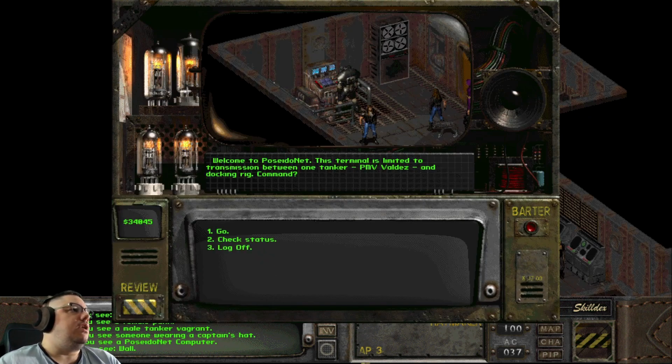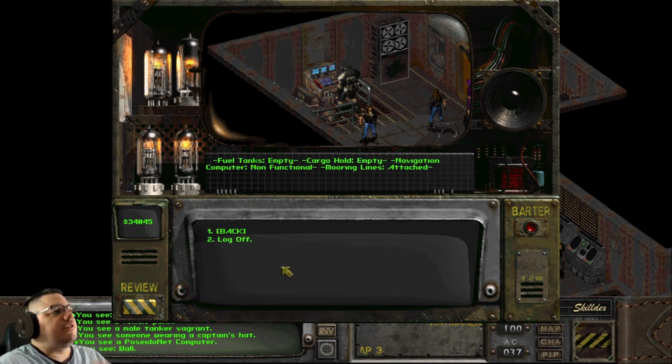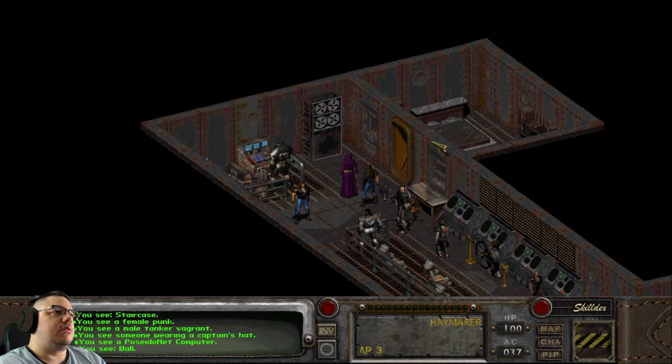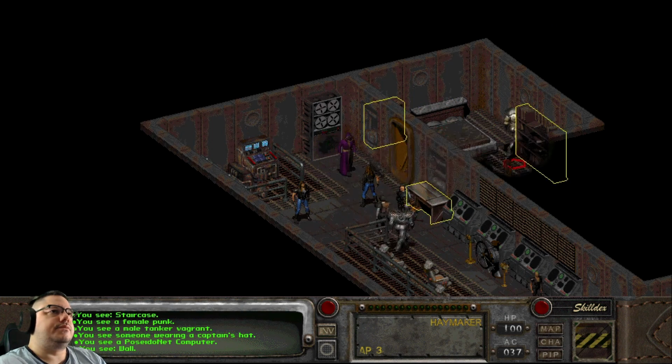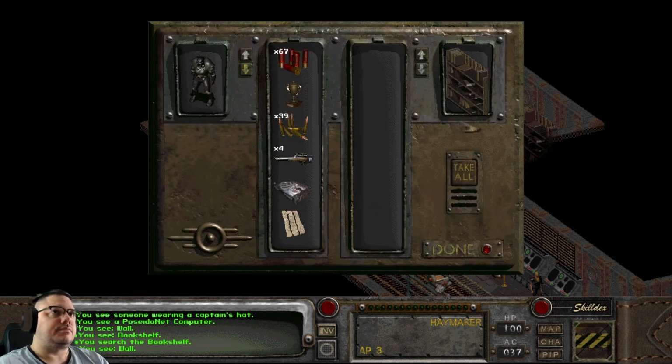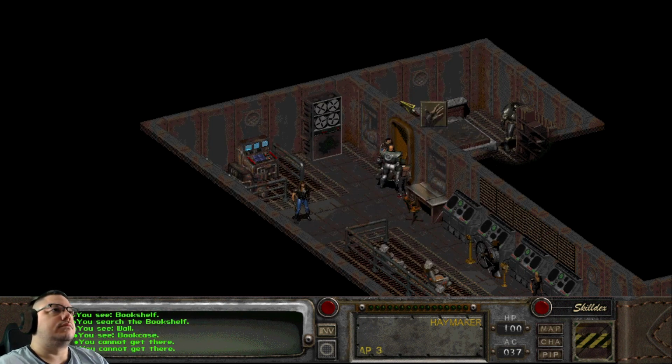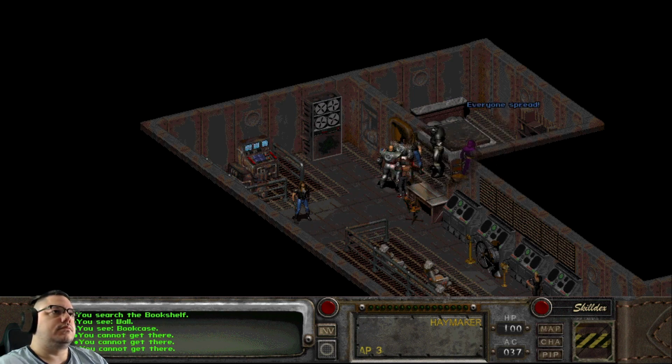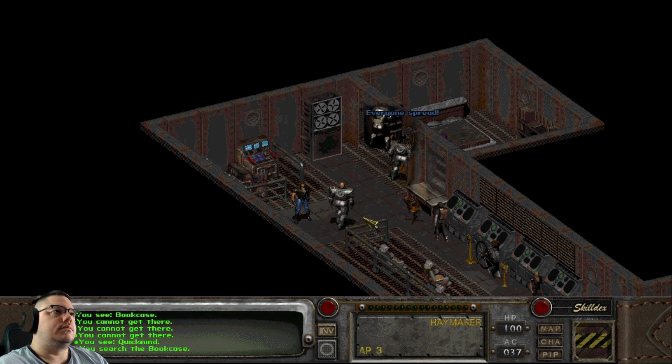Beep boop beep. Welcome to Poseidonet. This terminal is limited to transmission between one tanker, PMV Valdez, and docking rig command. Go. Fuel tanks empty. Check status. Fuel tanks empty. Cargo hold empty. Navigation computer non-functional. Mooring lines attached. You ain't got nothing.